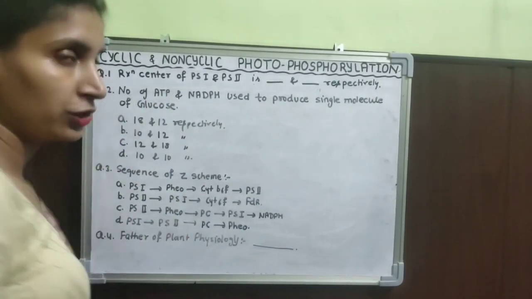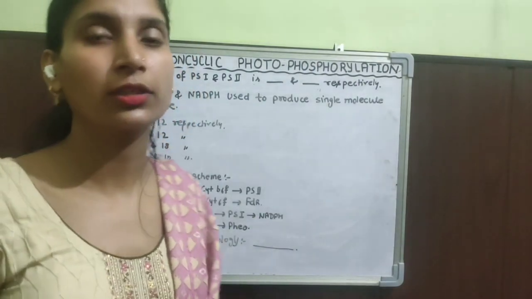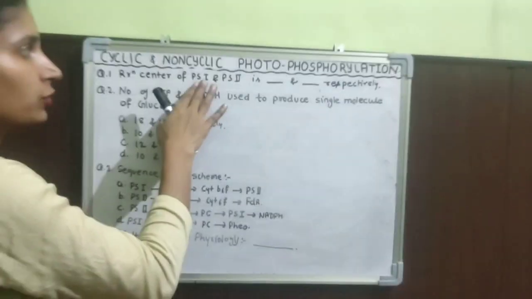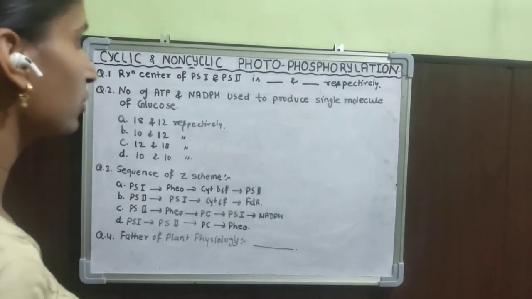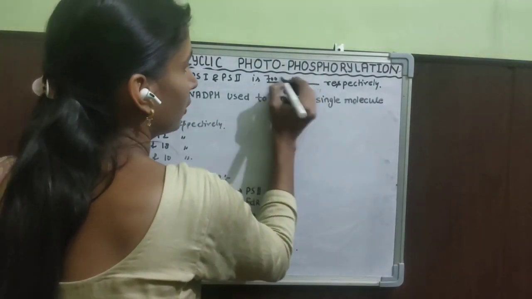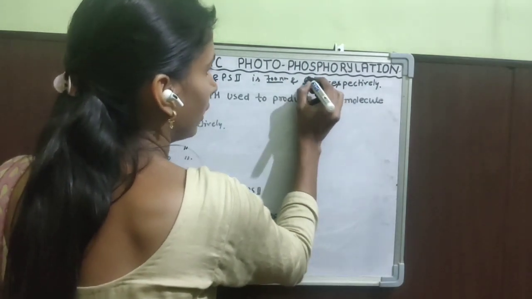So these are some questions which came in the last few years in competitive exams from this topic. The reaction center of photosystem 1 and photosystem 2 is dash and dash. So the reaction center of photosystem 1 is 700 nm, and the second one is 680 nm.